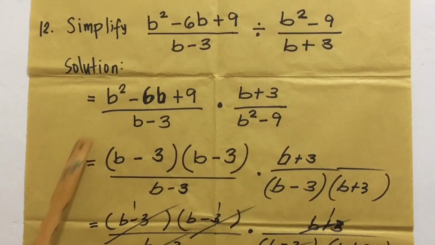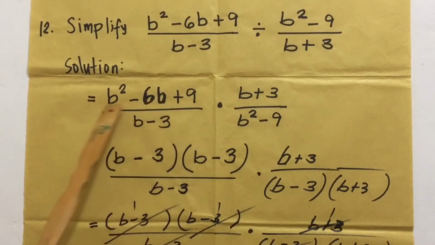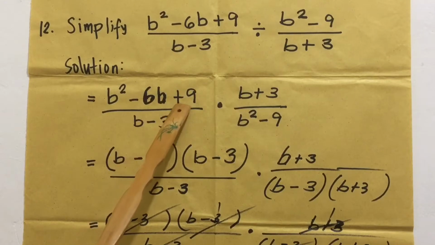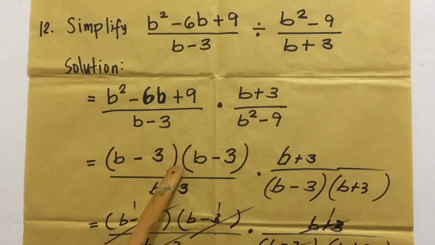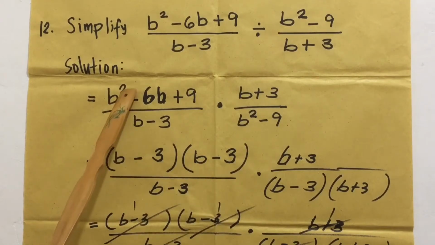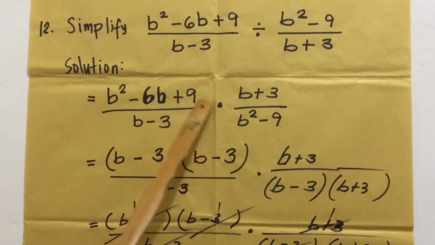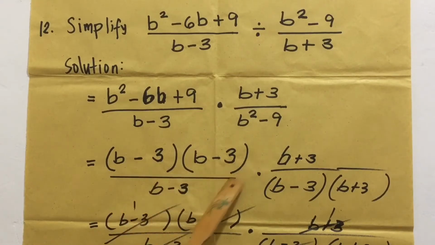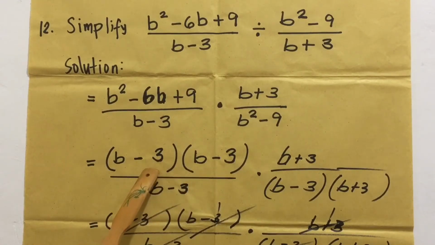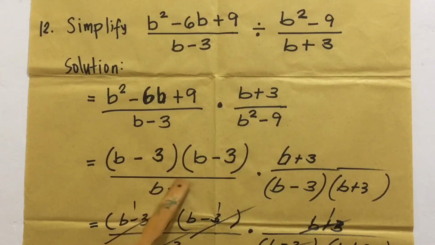Then the next step is to find the factor of b squared minus 6b plus 9. For the factor of that we will use two parentheses, and the factor of b squared is b and b, and the factor of 9 is 3 and 3. And we're going to check: negative 3b times negative 3b, then we're going to add, and we have negative 6b.